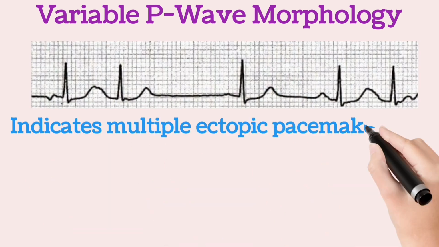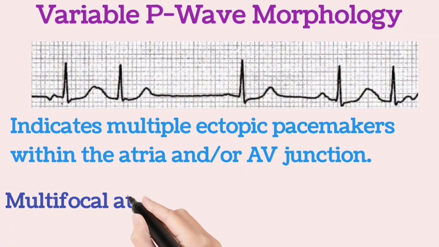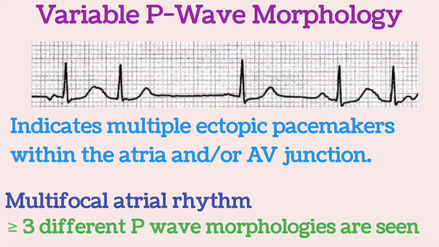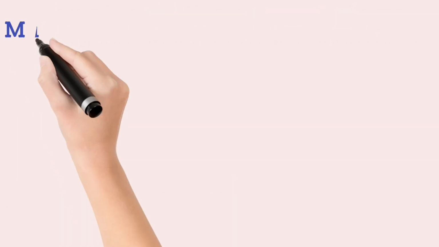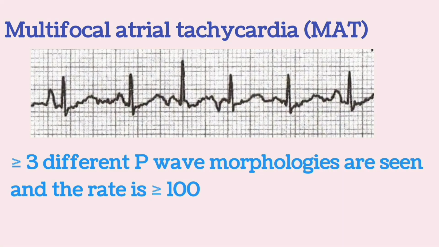Variable P wave morphology. Variable P wave morphology is seen in multifocal atrial rhythms. The presence of multiple P wave morphologies indicates multiple ectopic pacemakers within the atria or the AV junction. If three or more different P wave morphologies are seen, then multifocal atrial rhythm is diagnosed. If three or more different P wave morphologies are seen and the rate is more than 100, then it is called multifocal atrial tachycardia.